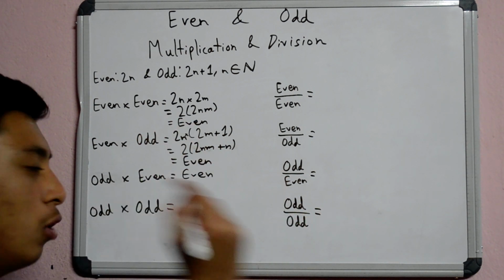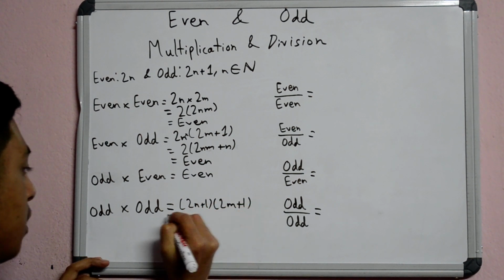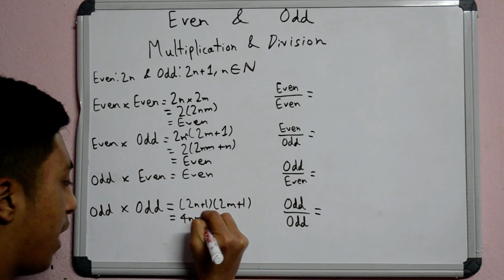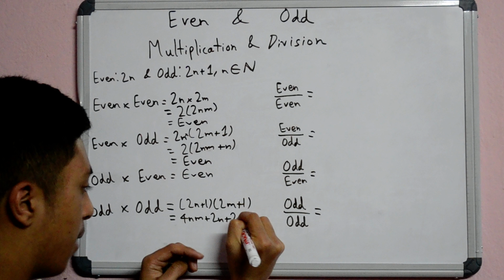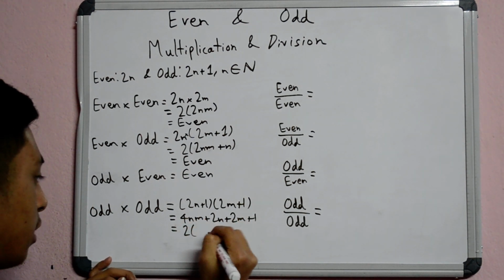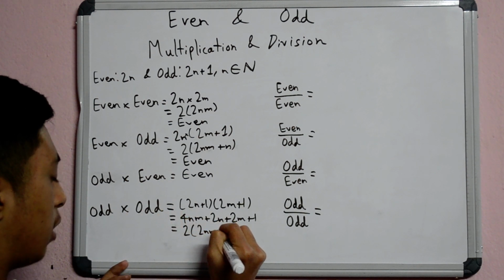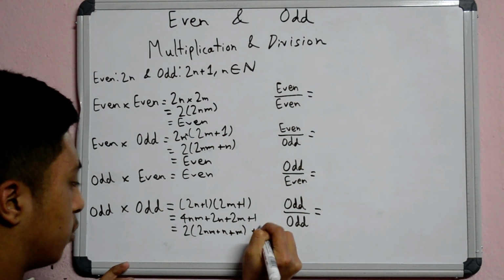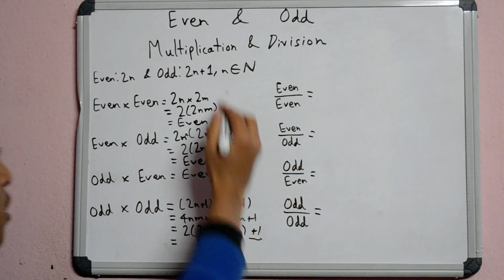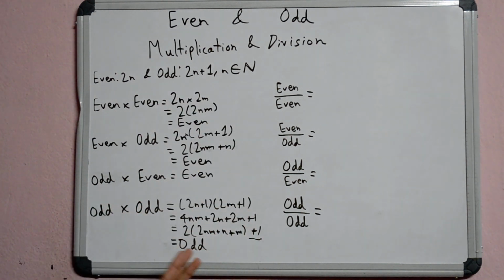Now time for odd into odd. Now 2n plus 1 into 2m plus 1. So let's just do some algebra. So this is 4nm plus 2n plus 2m plus 1, and these three terms can be put together, or we can take 2 common from these three terms. So it is 2 times (2nm plus n plus m) plus 1, and since we have 2 into something plus 1, this follows the rule for an odd number. So the odd into odd is odd.